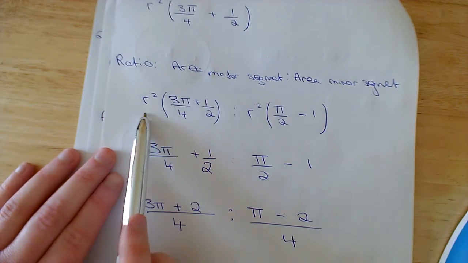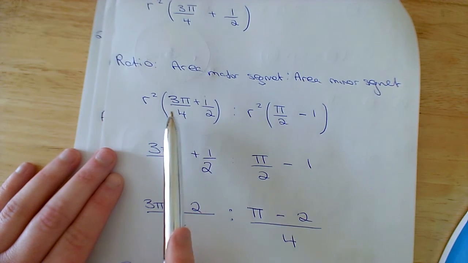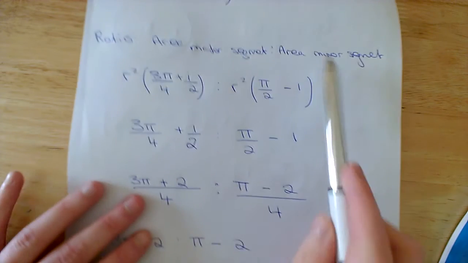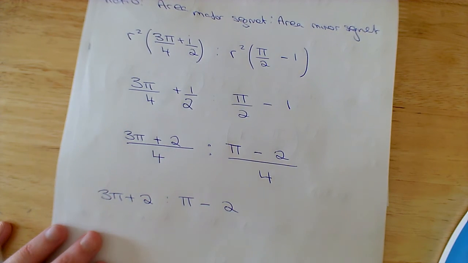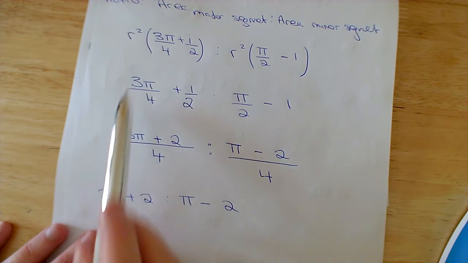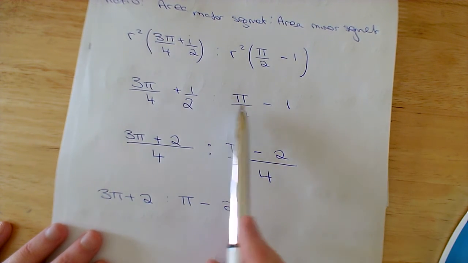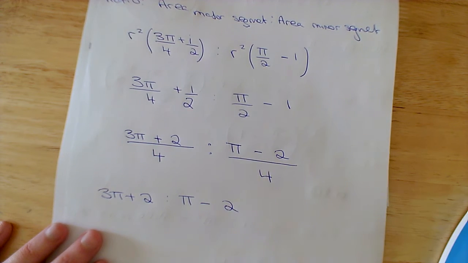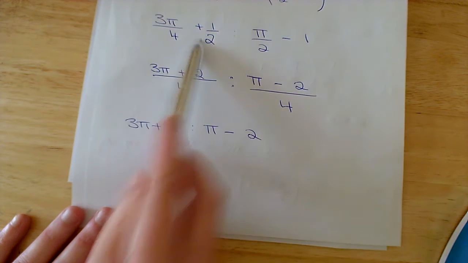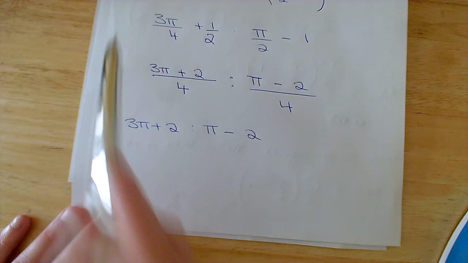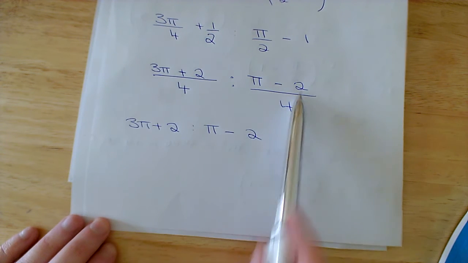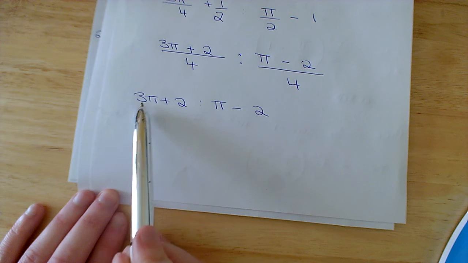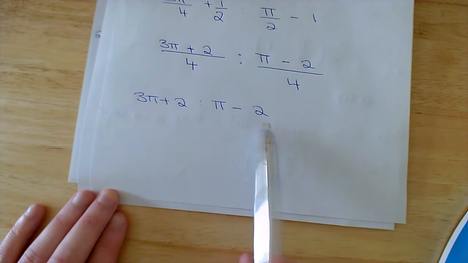The area of my major segment is the answer we just got, r squared, 3 pi over 4 plus a half, and the area of my minor segment, which we got earlier, is r squared, pi over 2 minus 1. I divide across by r squared, and I'm left with 3 pi over 4 plus a half is to pi over 2 minus 1. Because I want to compare the ratios, I get a common denominator of 4 on both sides, and when I tidy up with basic fractions, I get 3 pi plus 2 over 4 and pi minus 2 over 4. So 3 pi plus 2 is to pi minus 2, and that's my ratio.